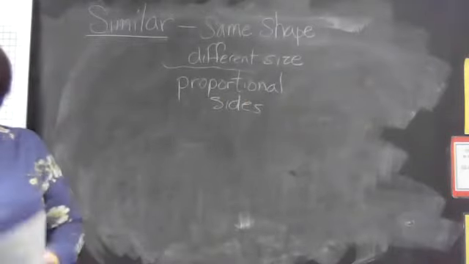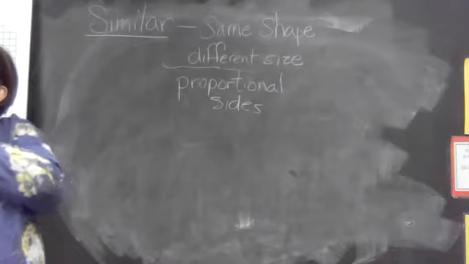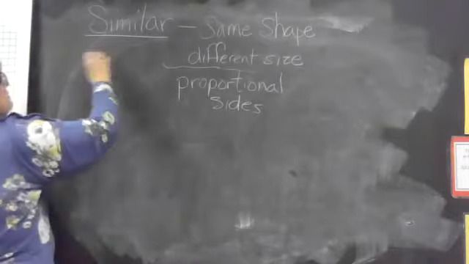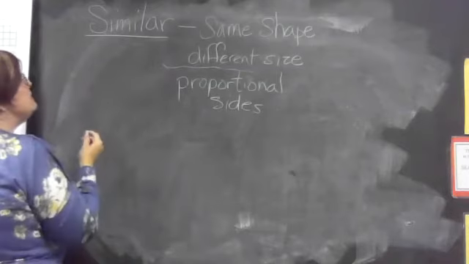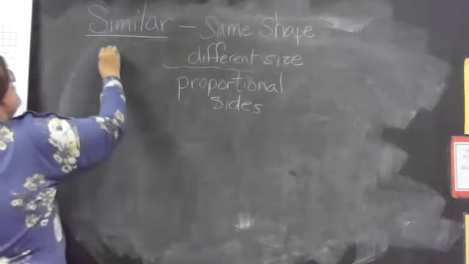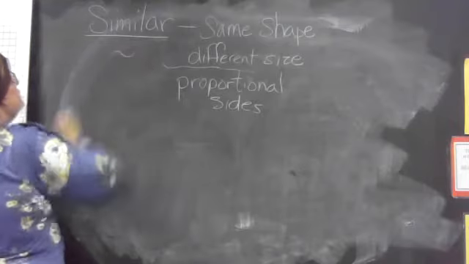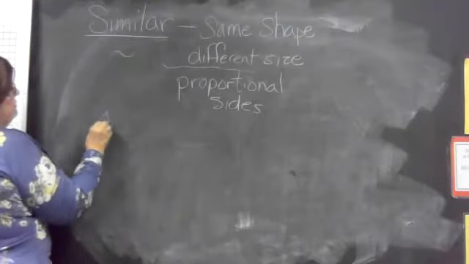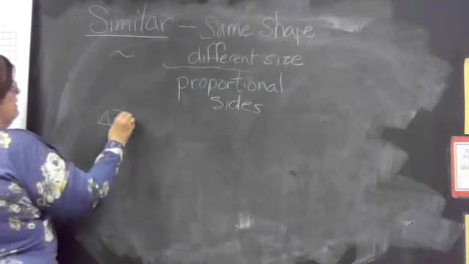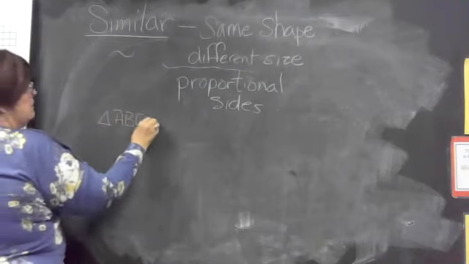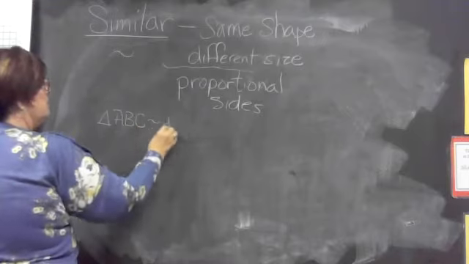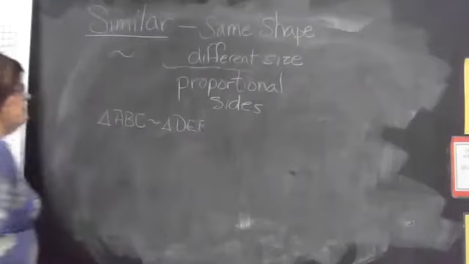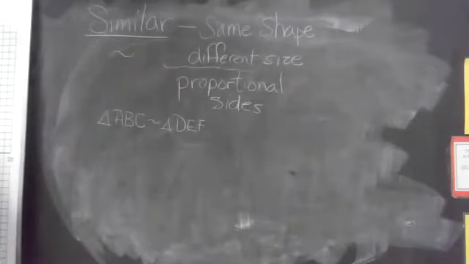Definition, similar. And I will show you what I mean. But first, there is a symbol that means similar. And it's a curly Q, one little curly Q. So if I say triangle ABC is similar to triangle DEF, then I mean that the sides are proportional.